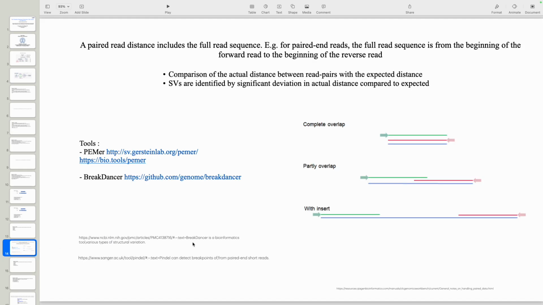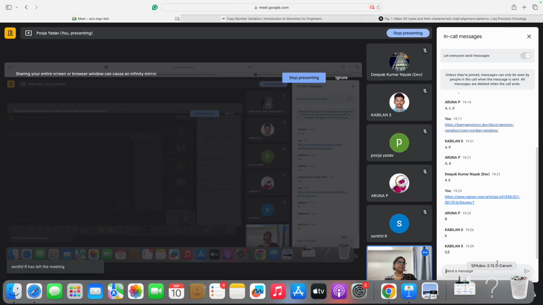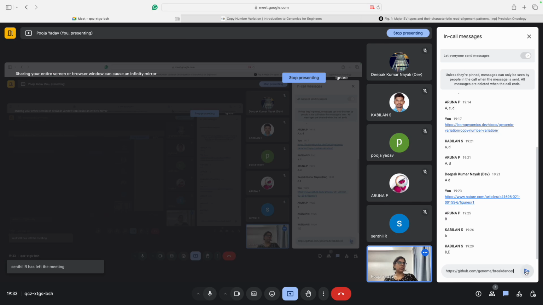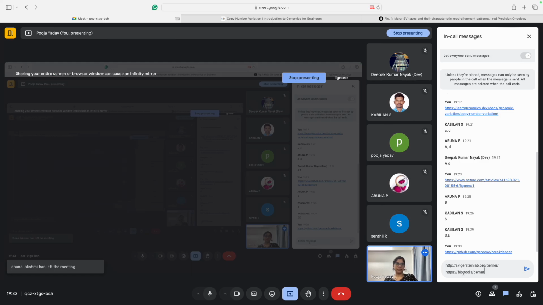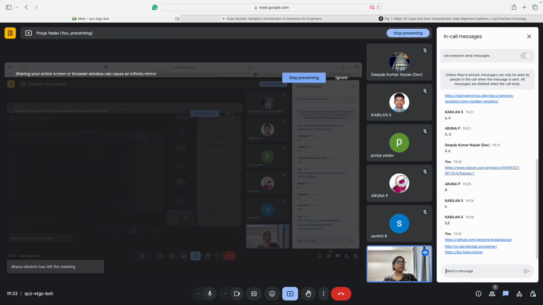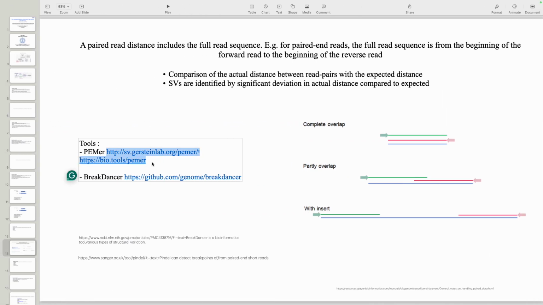So I'll share the link. You can go through them later to find out more about it. You can go through them after the class if you are interested, so you will know how these tools work.